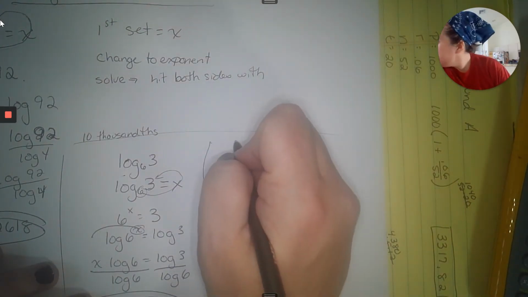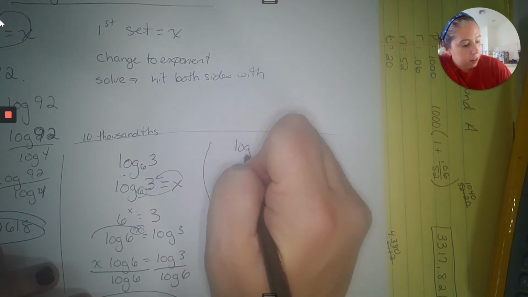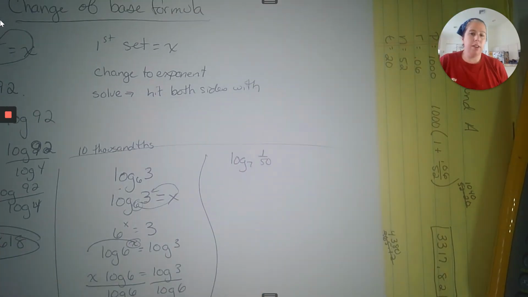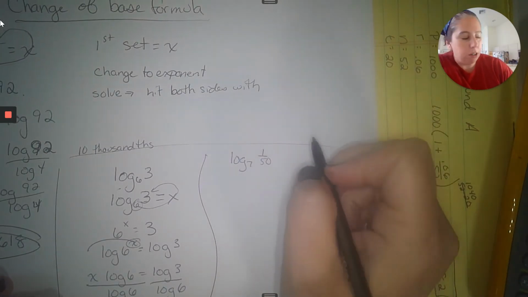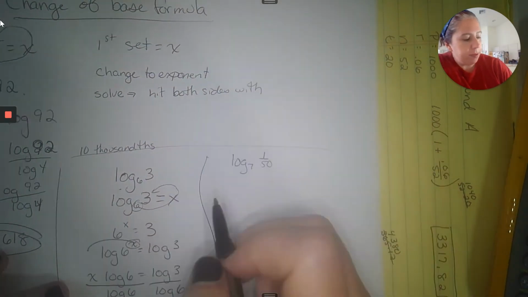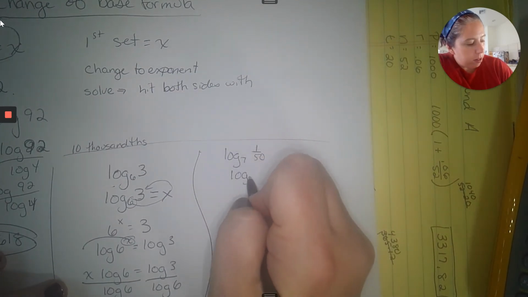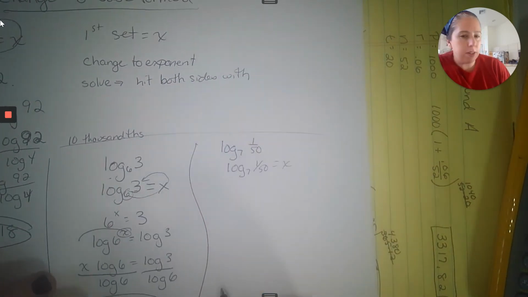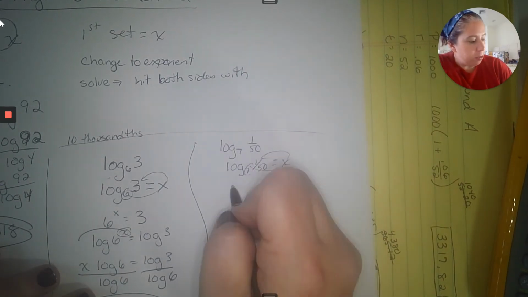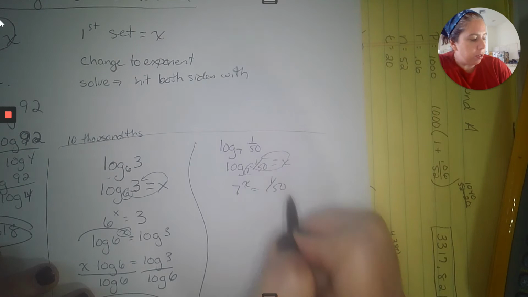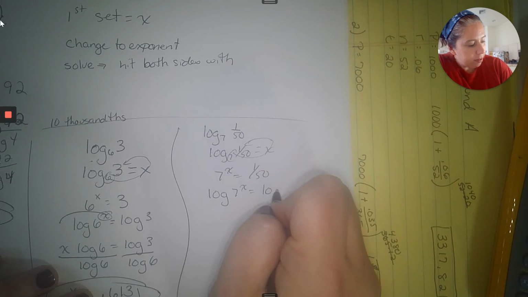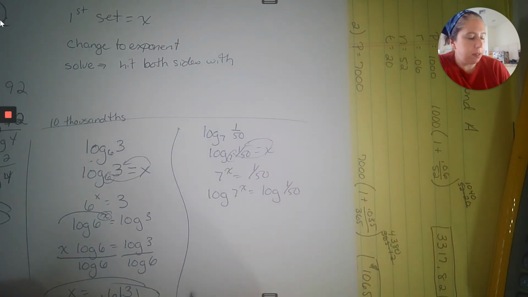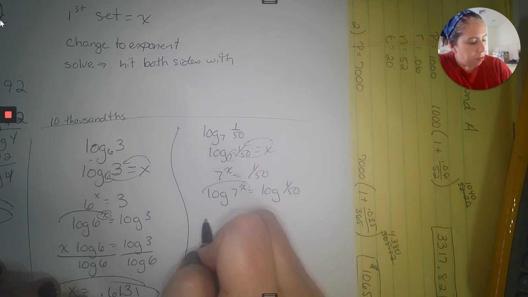Let's do this one. Log base 7 of 1 over 50. Give it a shot, pause the video, and then when you're ready, come back. All right. So we're going to set it equal to x. Change it to an exponent, so 7 to some power equals 1 over 50. Hit both sides with the log. Drop your x down.